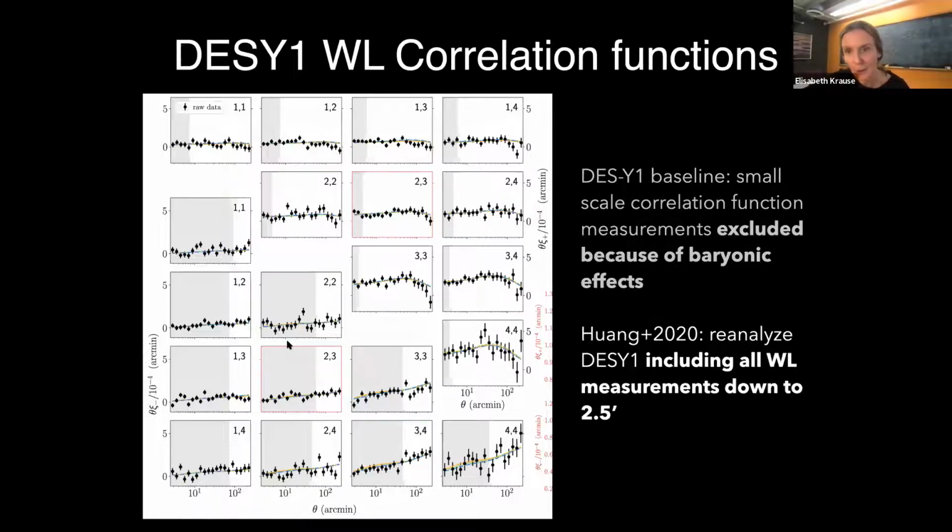This plot here shows all the weak lensing cosmic shear measurements from DES, and the data points in the gray shaded background are those that are excluded because of modeling uncertainties due to baryonic effects. Our postdoc Hong Jin Huan now reanalyzed this data, including all measurements down to 2.5 arc minutes, so including all the data points on this plot.